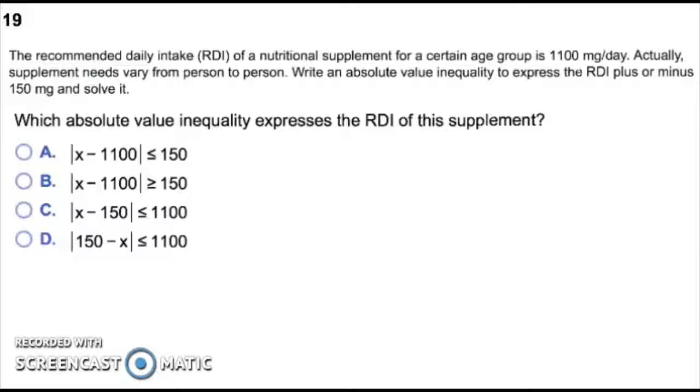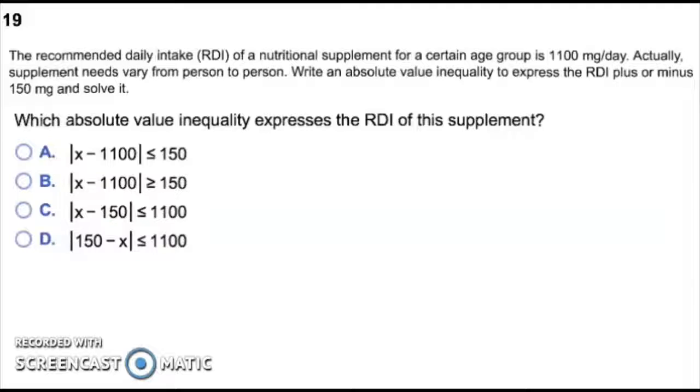Now, when we have plus or minusing an amount from it, it means it's going to be an interval range. It's going to be a conjunction, because you're going to either have 150 more or less in either direction. That tells me it could either be A, C, or D.